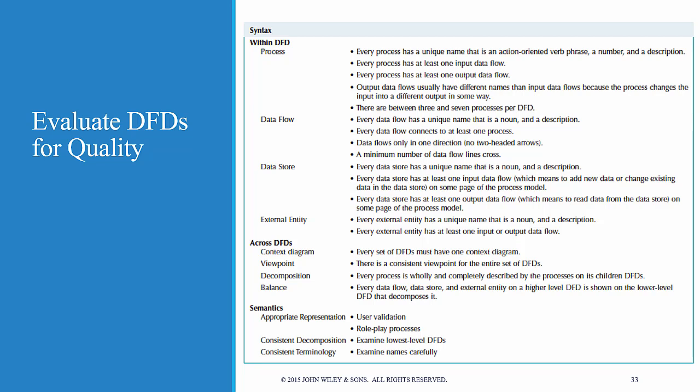Okay, so the top ones here are within DFD. These are syntactical errors, and you must follow this. It maps into the mechanical process of where data flows start and end and so forth. And it's very clear. It tells you exactly what you can and cannot do. And then across DFDs, from the context diagram to the decomposition and balance, and then finally semantics, which just means, are you capturing the business processes correctly?